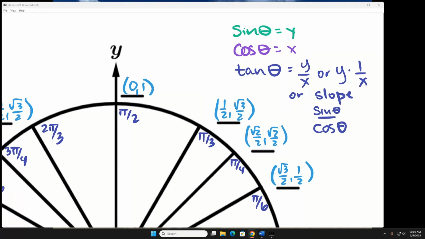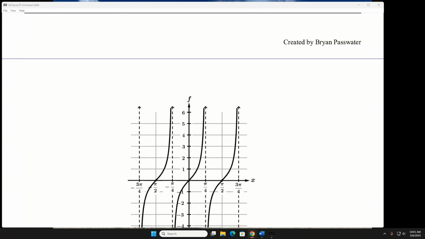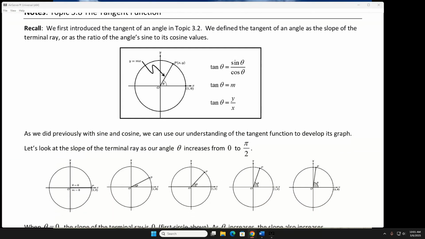Okay, so here we go. Let's look at Brian Passwater's notes. He went through everything I just did. I'm not going to reread it to you. I haven't given you this yet. Hold on.